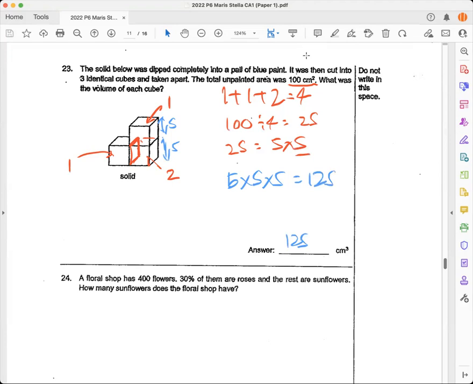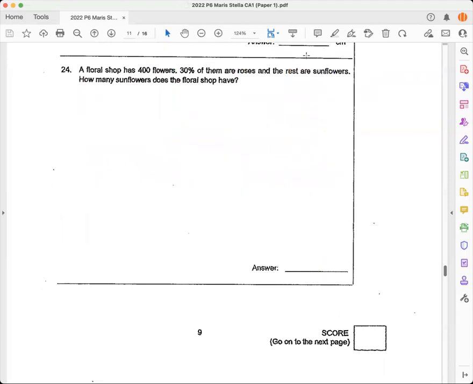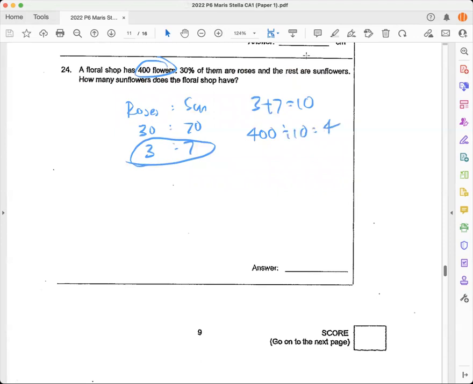Now let's look at question number 24. So a floral shop has 400 flowers. 30% of them are roses and the rest are sunflowers. So roses to sunflowers. If 30% are roses, 70% will be sunflowers. Right, simplify. 3:7. Always simplify. Now, there are 400 flowers. So the total here must be equal to 400. Total is 10 units. So 1 unit will be 400 divided by 10. 40 is the value of 1 unit.